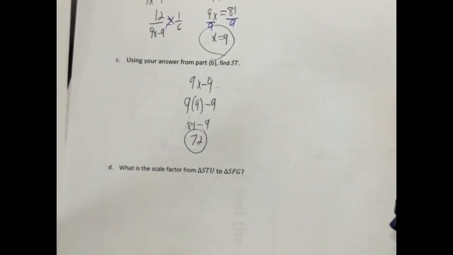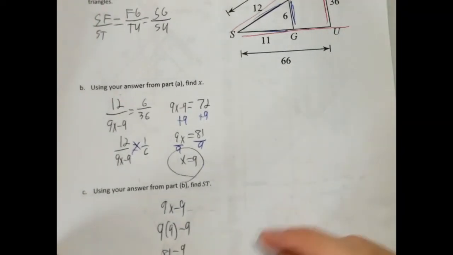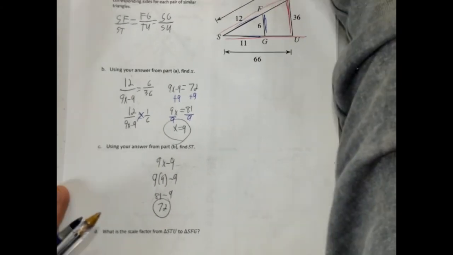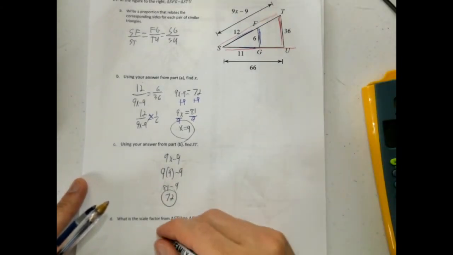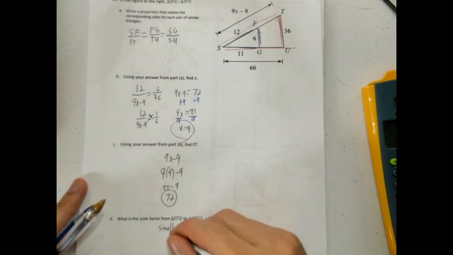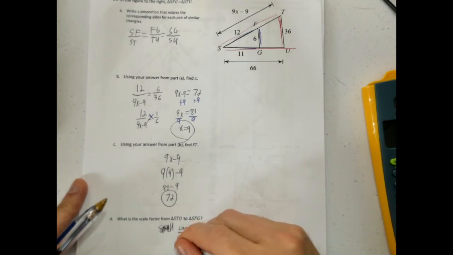Last part. Find the scale factor from STU to SFG. So STU is the larger one, so we're going to go large to small. All right, so I need to zoom out a little bit so you can see both at the same time. Hold on. I think you can see both there. Okay, STU, no, sorry, I screwed that up. STU is the larger one, so large over small.